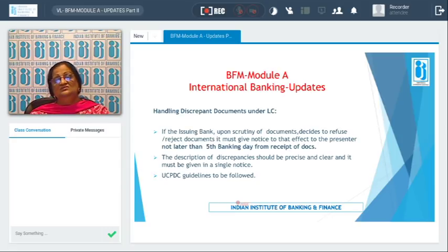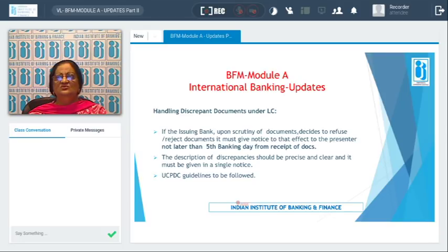While sending this notice, there are some more things which need to be taken care of. The description of discrepancies should be very precise. The bank has to be clear in the notice. They have to mention whether they are holding the documents pending. In certain cases, they may put it up to the applicant, advise him of the discrepancies, to ask whether he would be willing to accept those discrepancies. When documents are discrepant, the bank is not bound to pay, but the applicant may accept those discrepancies and instruct the bank to pay and make the payment.